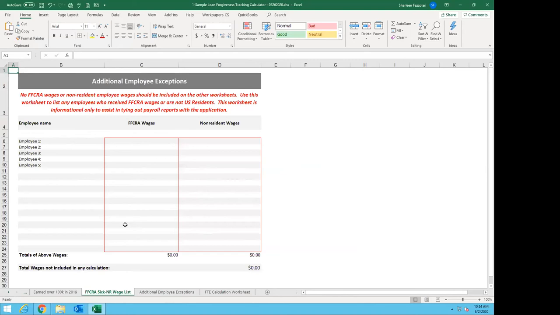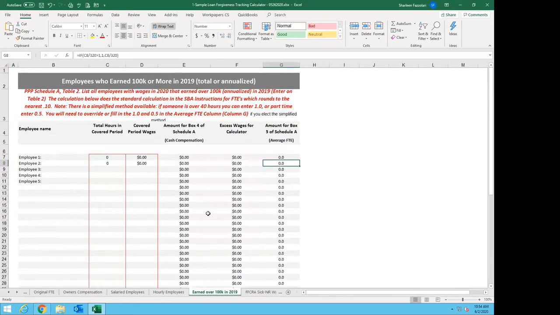So from there, we'll go into calculating the payroll piece. And for the payroll, there are now 4 tabs for calculating the payroll for the employees. We'll start here with the employees that have earned over 100,000 in 2019. So what you do is you look back at 2019 to see who had annualized wages over 100,000, and those employees will go on here. And something to note is every single employee that you have is going to be listed on one of these tabs and also in the application.